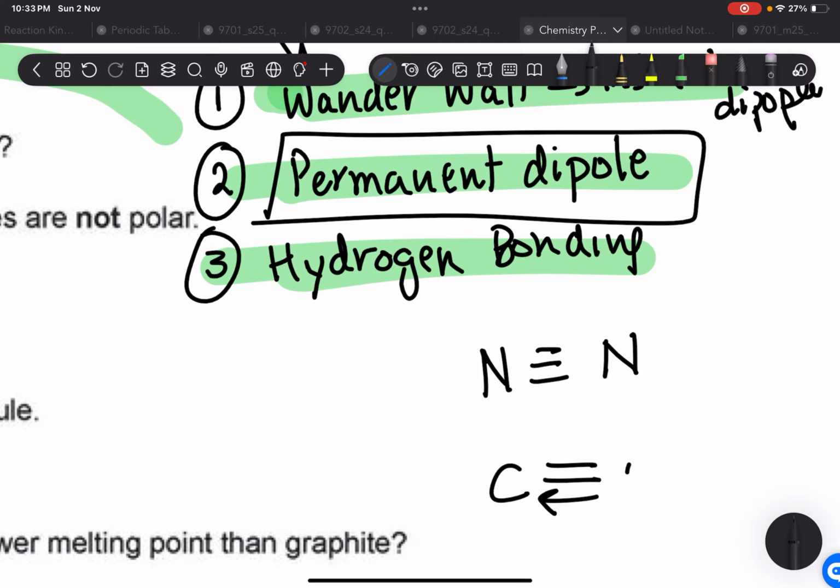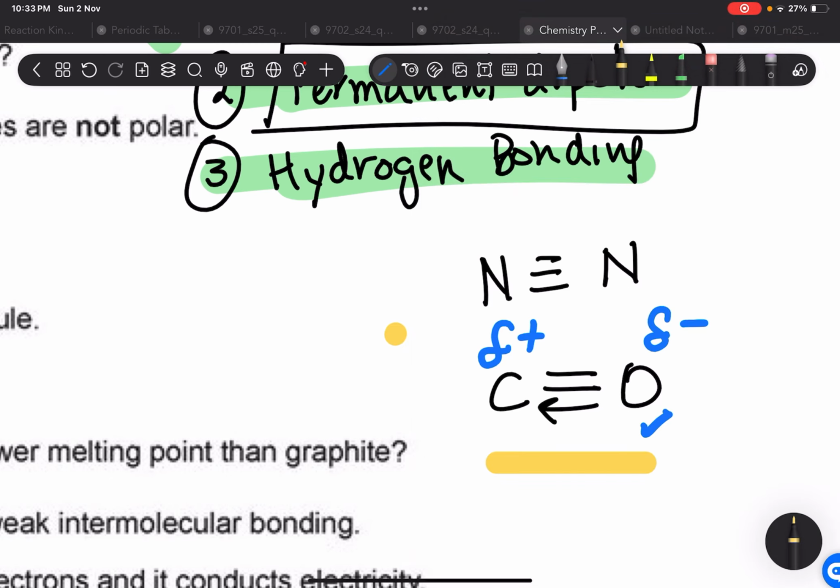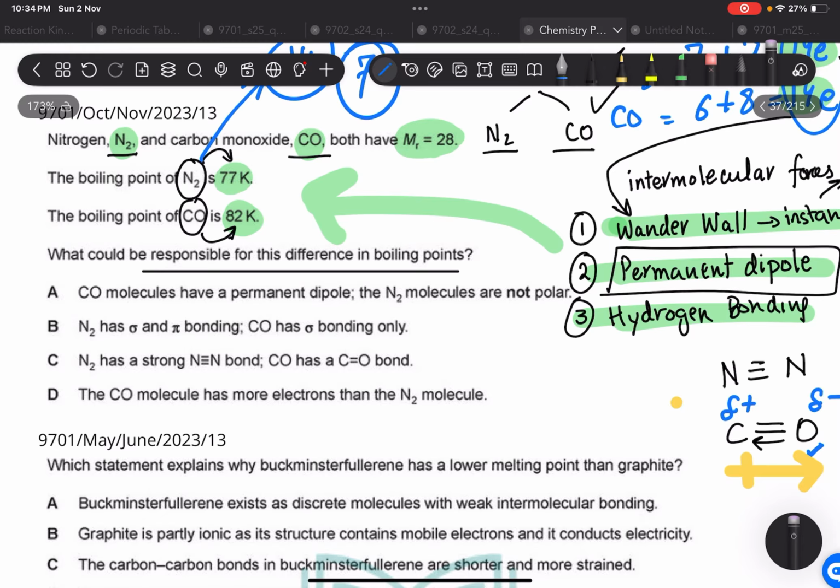Now let's talk about carbon monoxide. Over here, you know that oxygen has a higher electronegativity value than carbon. So oxygen is going to have a partial negative charge, and carbon is going to have a partial positive charge. And there's going to be a permanent dipole towards oxygen. So now there are permanent dipole forces over here, partial negative, partial positive. And there is nothing to cancel out this permanent dipole. It's going to remain there. So that's why CO molecules have a permanent dipole.